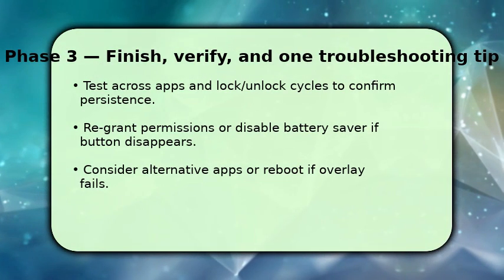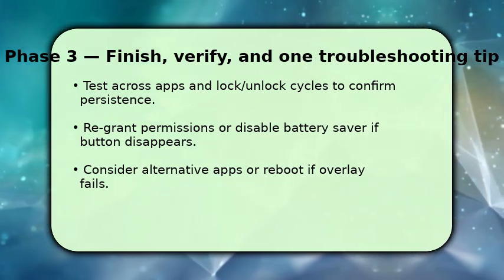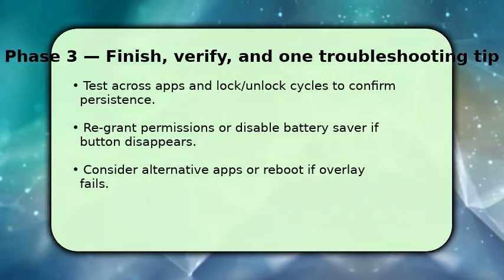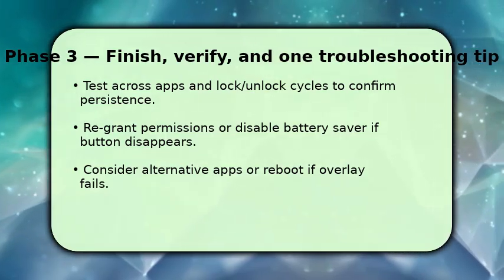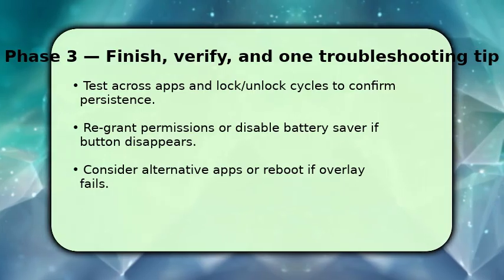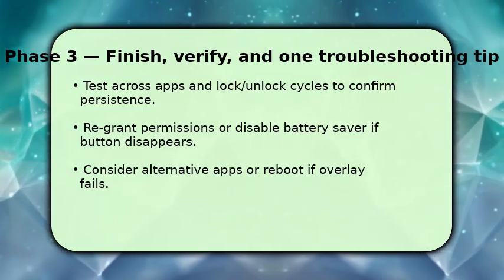If problems continue, try a different assistive touch app, one with recent updates, or reboot the phone to reset the overlay service. Key tip: if the button stops responding, re-enable permissions and restart the app. That resolves most overlay failures.